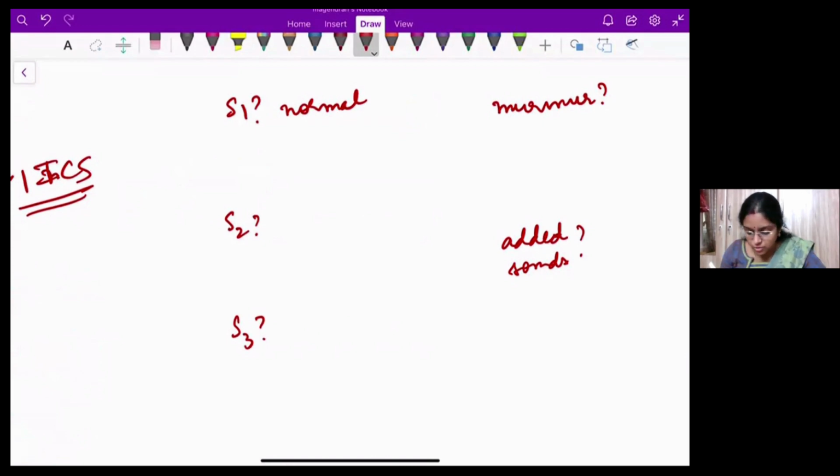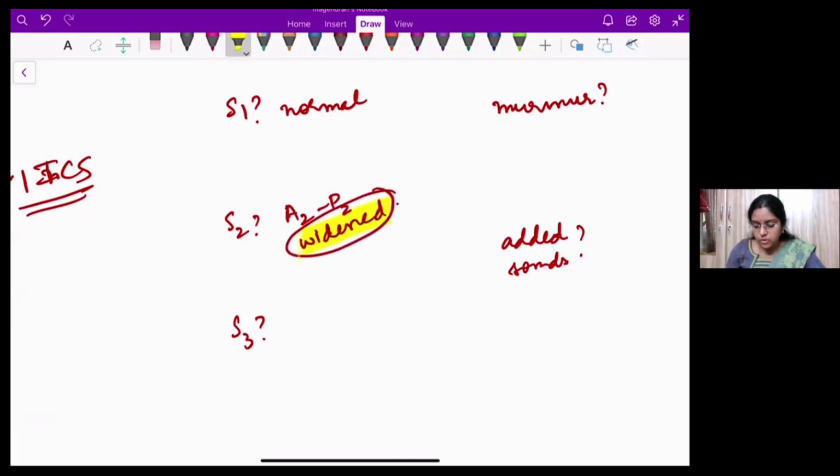So what happens in S2? The split will be widened. A2-P2 split will be widened. This is very important. We saw in mitral stenosis that the split was normal, but in mitral regurgitation, A2-P2 split will be widened, and P2 will be loud. Okay, P2 will be loud, and the split will be widened. And this is very, very important.